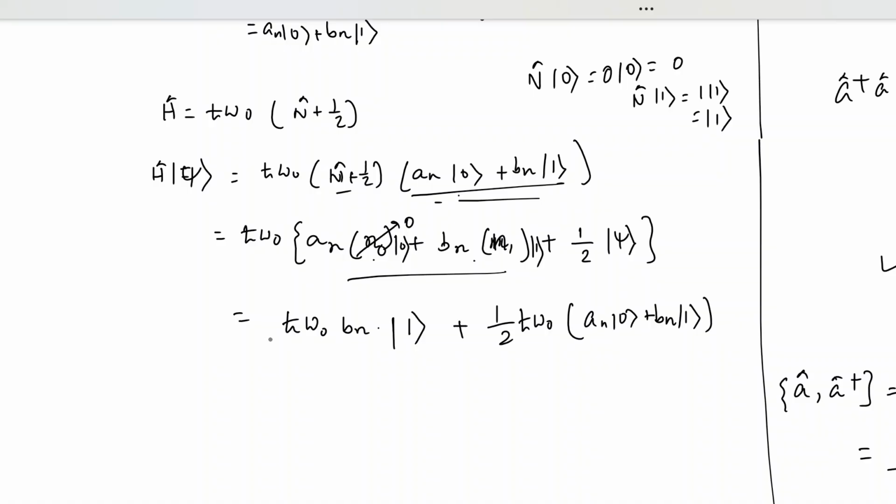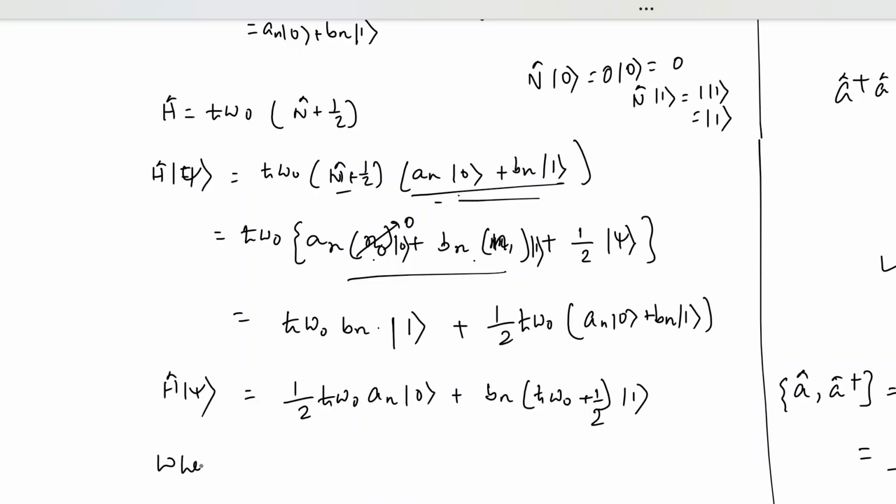Now if this is the case, then you have roughly half ħω₀ (a_n|0⟩ + b_n ħω₀ + half |1⟩). Now when you are at a state n equal to 0, equal to psi, then you have Ĥ|0⟩ is equal to half ħω₀ a_n|0⟩ plus b_n ħω₀ plus half |1⟩.